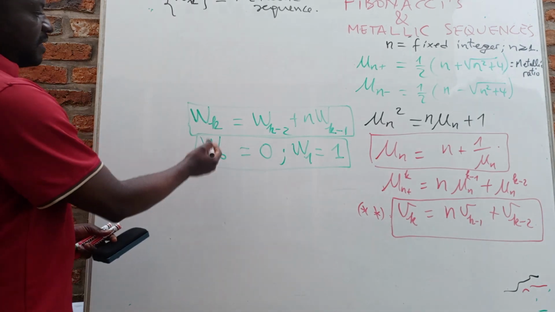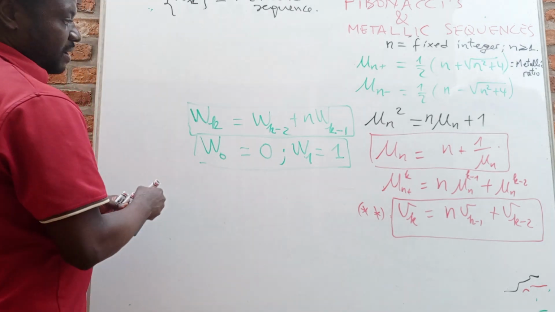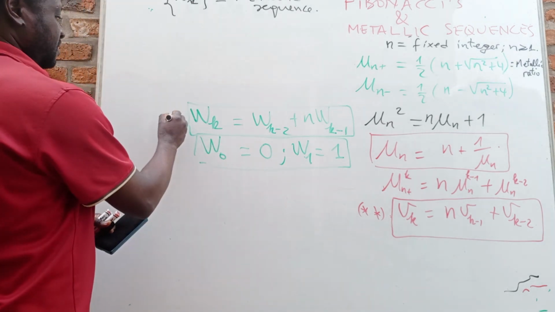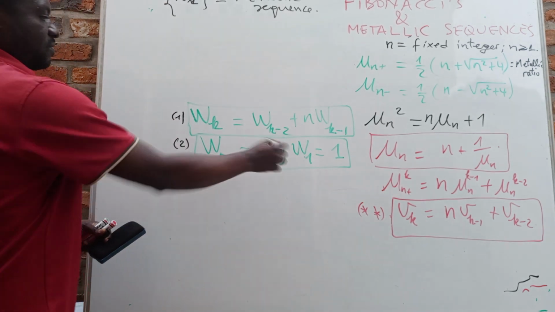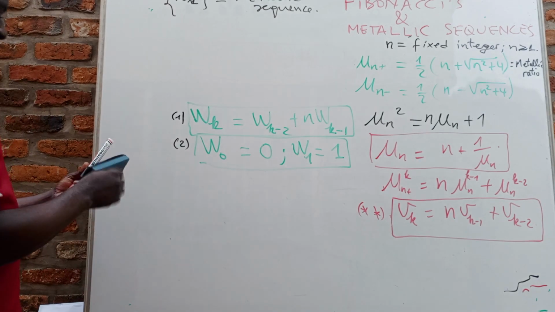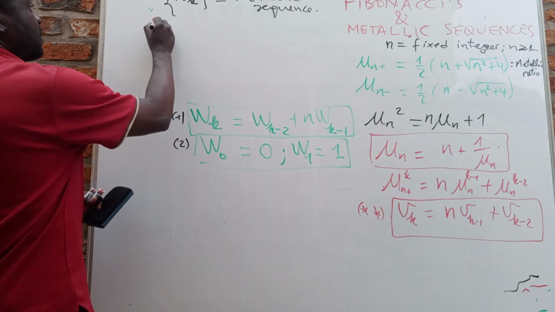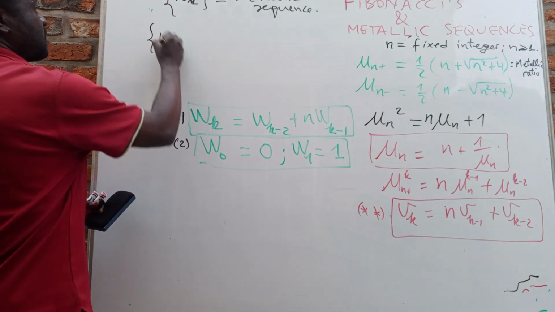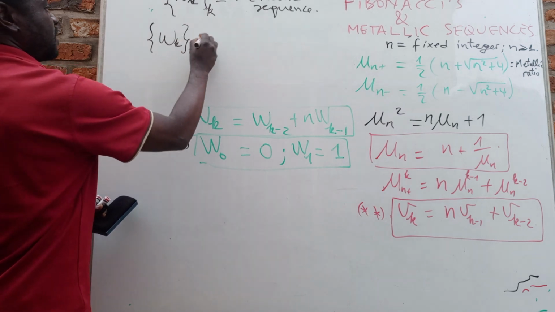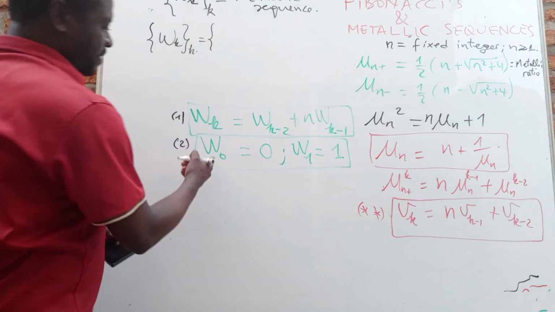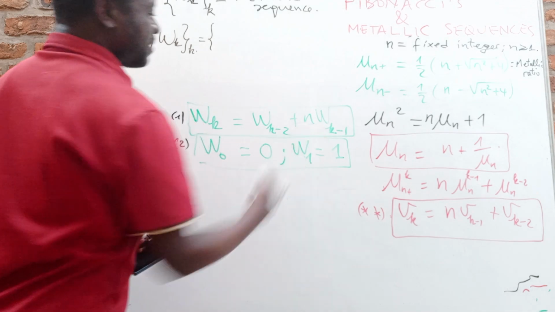But if we use these two conditions, let us call it number one, subject to number two, these two conditions, we can find a few terms of this sequence. We are going to have, for example, for W naught, 0, and for W1, we have 1.